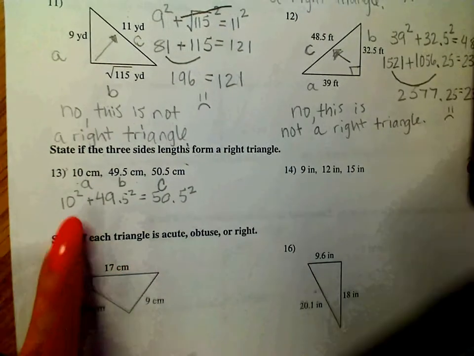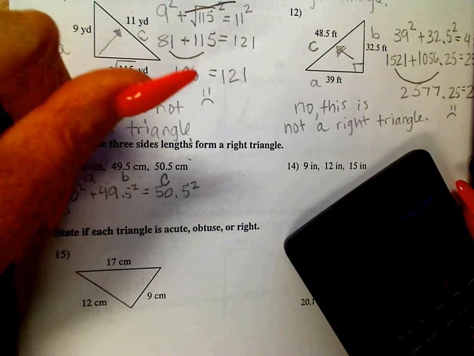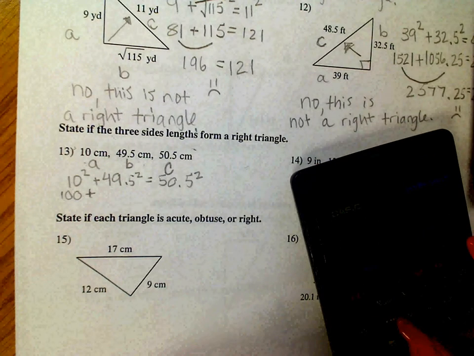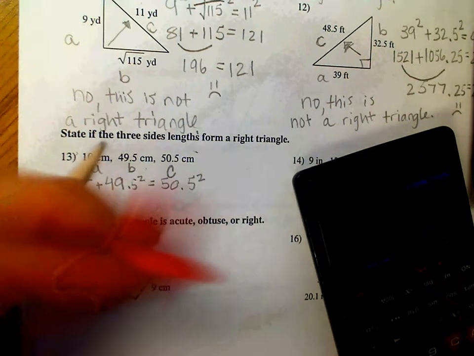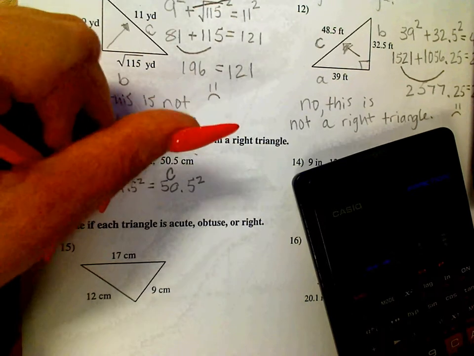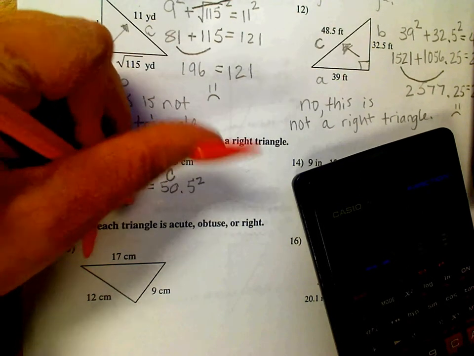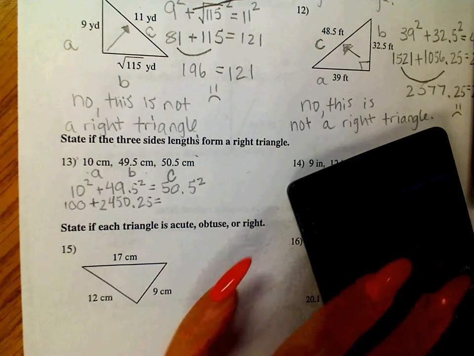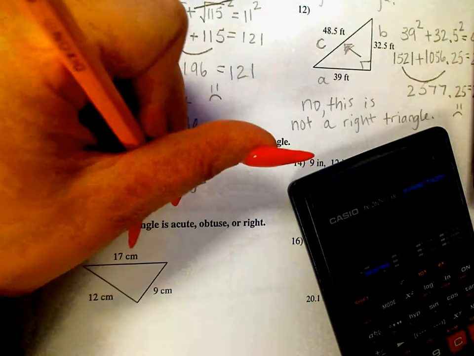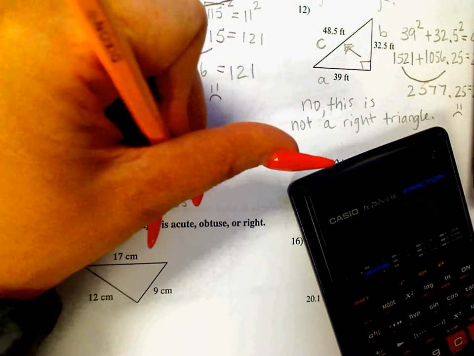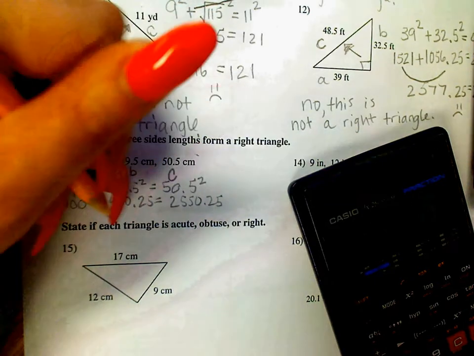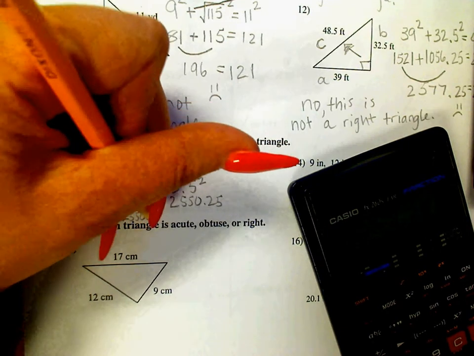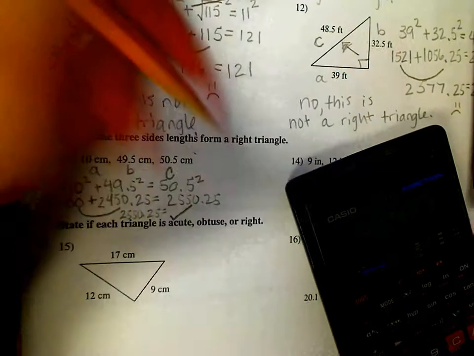So 10 squared I know is 100. 49.5 squared is 2,450.25. And this 50.5 squared is 2,550.25. When you add these together, you do get 2,550.25. So these do equal, so put a check and write yes. We don't have room to write the whole sentence.